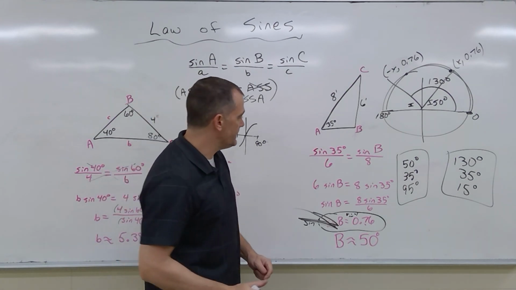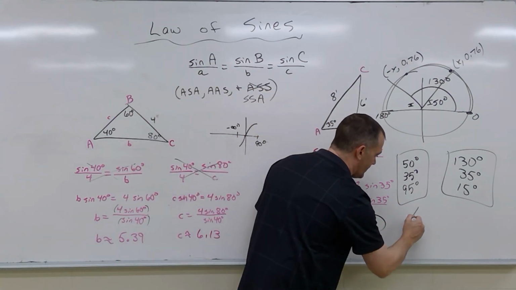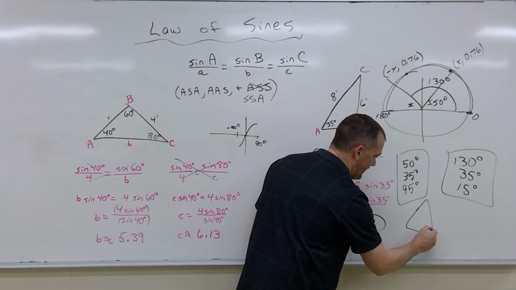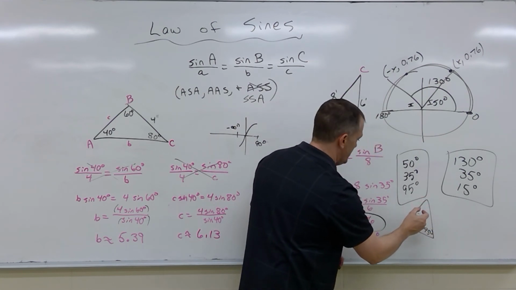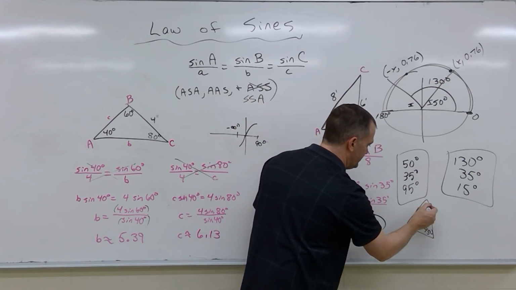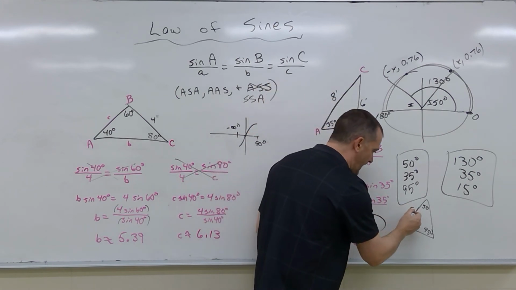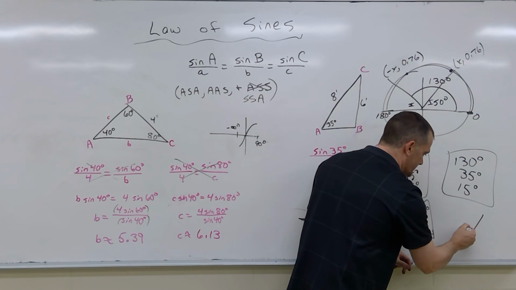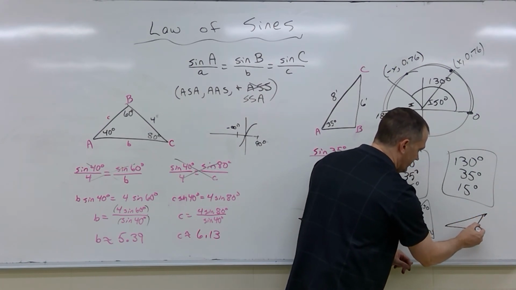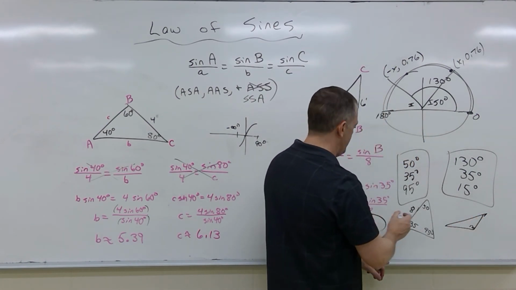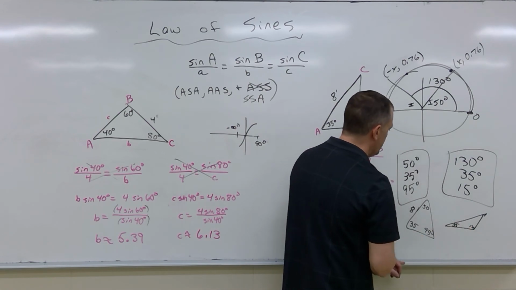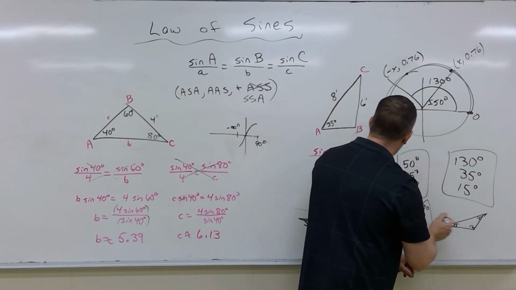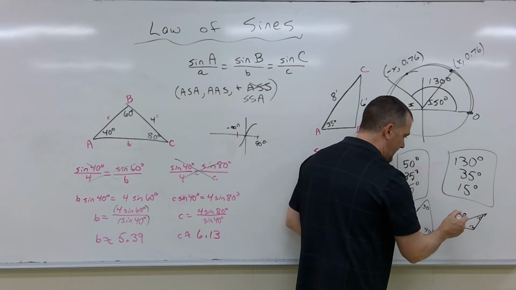So we're now getting two different triangles for this. So we need to be really careful. Our first triangle, let me just draw it out real ugly, is 95 degrees, 35 degrees, and 50 degrees. This side is now 8. And then this triangle right here would have this Mac Daddy obtuse angle 130 right there. 35 would still be there. And this would be 15. And then that side would be 8.